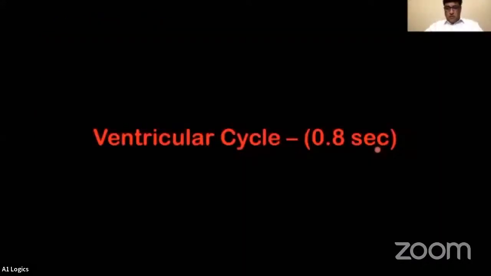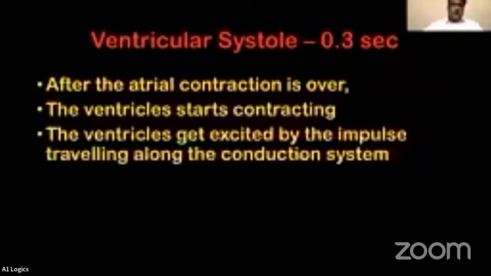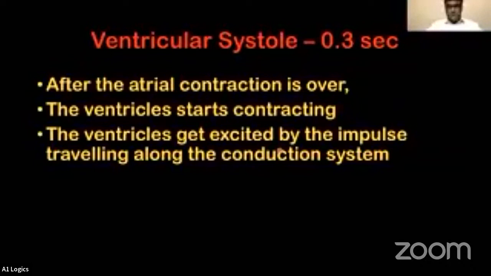Now, this is the most important. So I request you all to have a little bit of concentration here, because in the ventricular cycle is where major pressure changes happen. It is also equally important during your pressure loops. So ventricular cycle, as I said, will last about 0.8 seconds. After the atrial contraction is over, the ventricle starts contracting. That is a normal process. The ventricle gets excited by the impulse traveling along the conduction system.